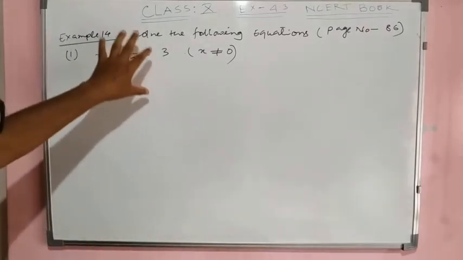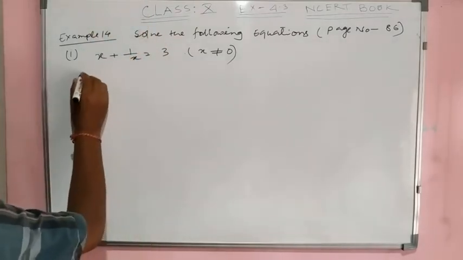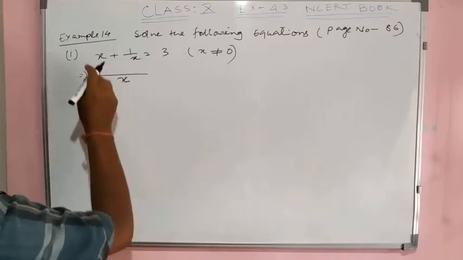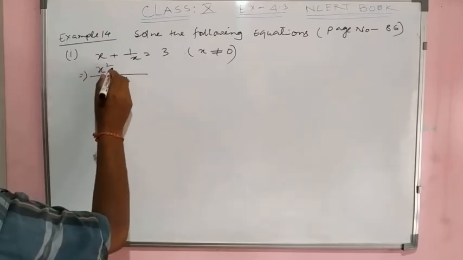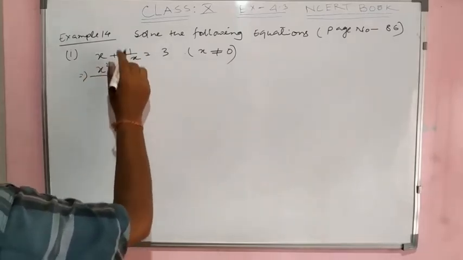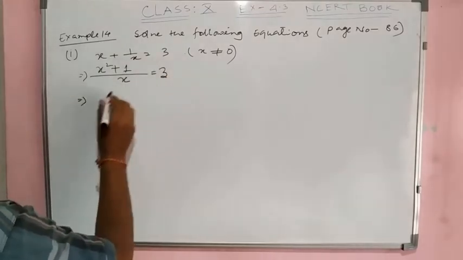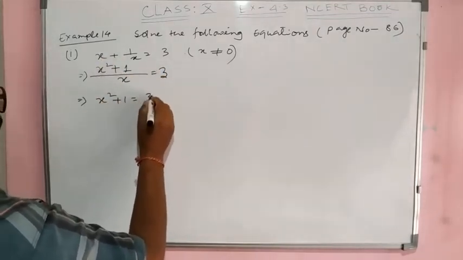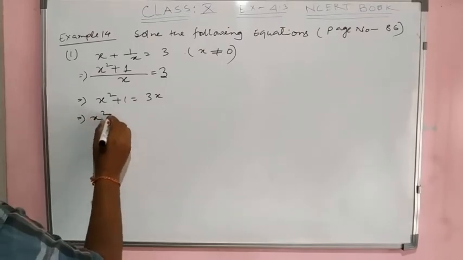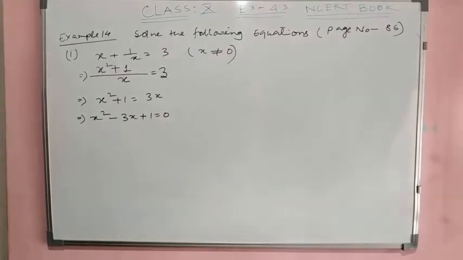To solve this equation, let us write it in standard form. To get standard form, let us take the LCM. The LCM of these two is x. So x into x is x square, plus 1, and on the right side x into 3. Now do the cross multiplication: x square plus 1 equal to 3x. This implies that x square minus 3x plus 1 equal to 0. So we got the standard form, ax square plus bx plus c equal to 0.